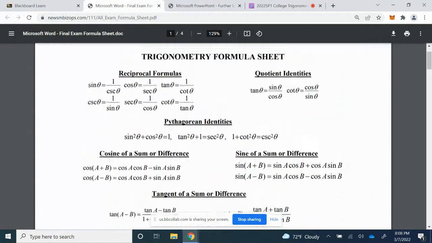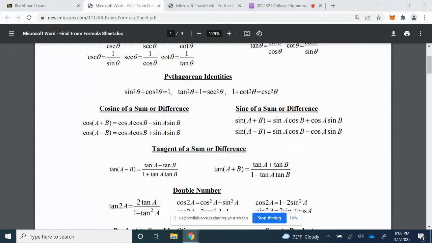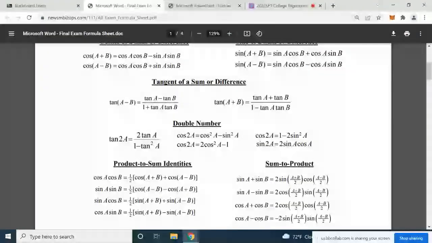So up until this point, we have taken a look at the reciprocal formulas, quotient identities, and the Pythagorean identities. In the last section, we took a look at the sum and difference of cosine, sine, and tangent. And as we were doing the sum and difference of tangent formula, there was some rationalizing the denominator. There's going to be a little bit more of that today, and we're also going to take a look at the double number identity.